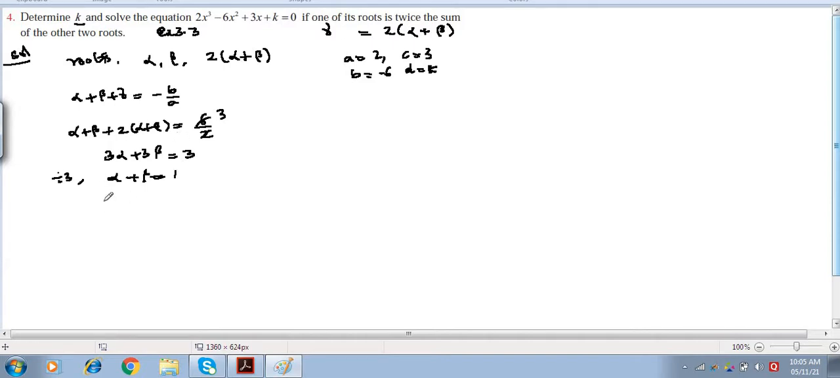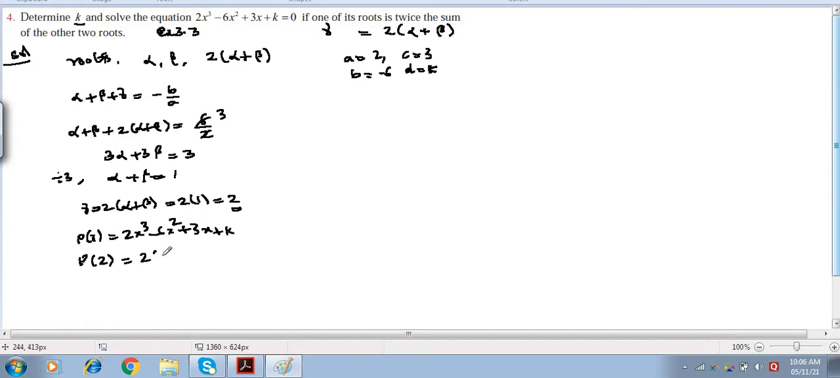So gamma equals 2 into alpha plus beta, so 2 into 1, 2. So we got the gamma value out of 3 roots. One of the roots is 2. To find the k value, here one of the roots is 2. A root satisfies the equation. Let the given polynomial equation be p of x equal to 2x cube minus 6x square plus 3x plus k. So gamma is 2 means p of 2 equals 0. The root satisfies the given equation.